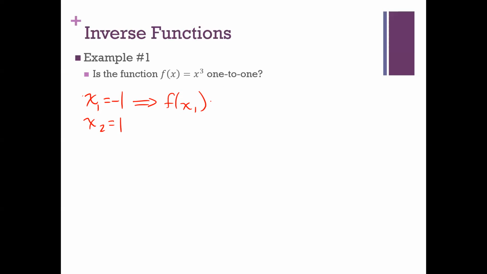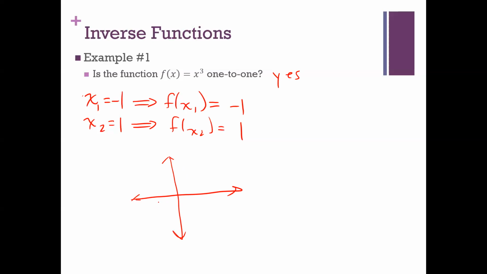So what is -1 cubed? -1. What's 1 cubed? 1. So we can't prove by example, but I will tell you that x cubed is one-to-one. If I can convince you with a graph, this function kind of looks like this.